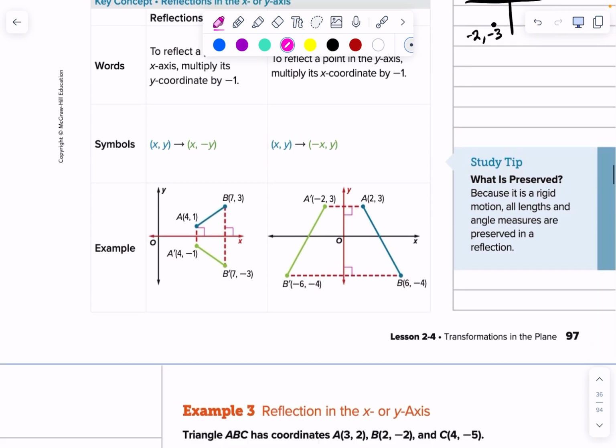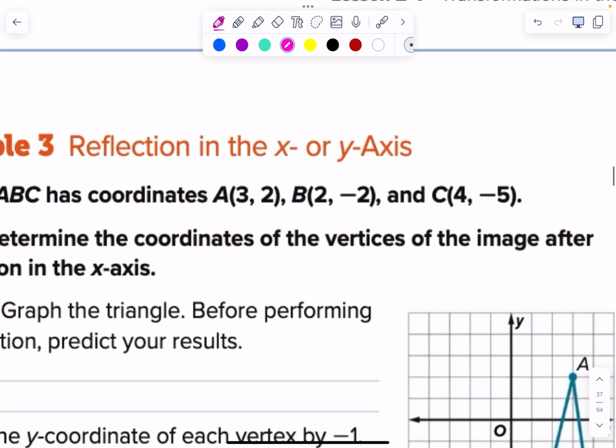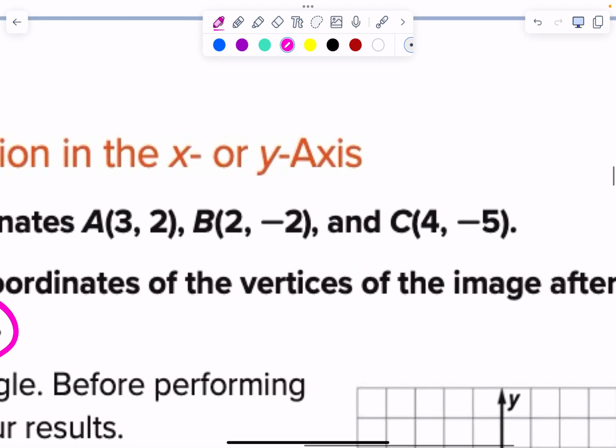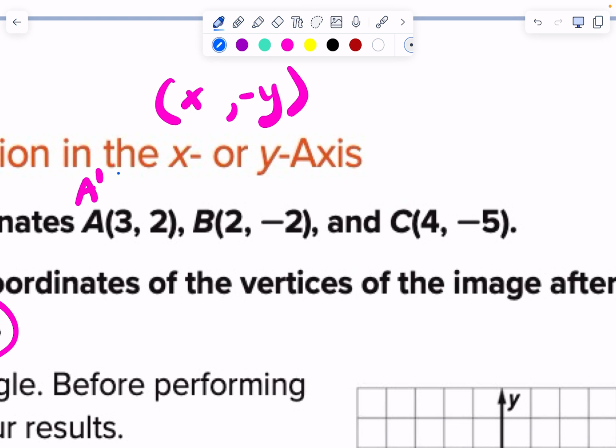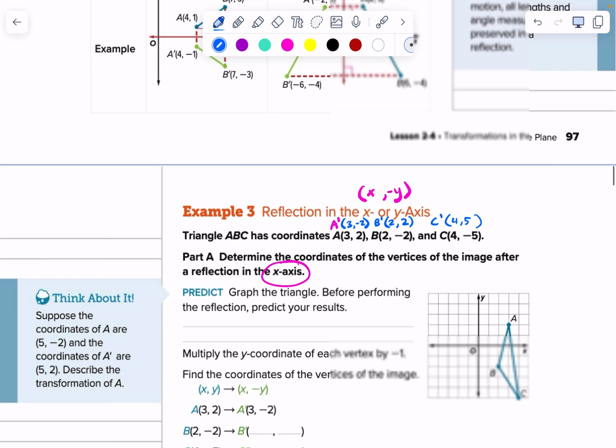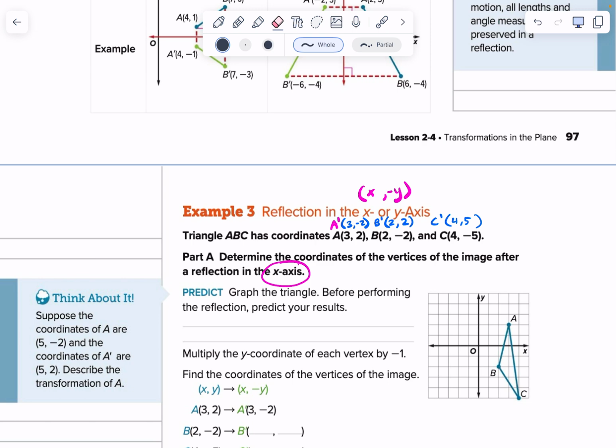All right, let's do some stuff. Reflecting in the x or y axis. In example 3, it says reflect this across the x axis. What's the rule for reflecting across the x axis? The y becomes negative. So, A prime, I'm just going to write these answers right here. A prime will be where? 3, -2. The y coordinate becomes negative. B prime will be at 2, 2. If he's already negative, you make him positive. Got it? C prime will be at 4, comma 5. And we're done. We have the rules. That's what happens to him. And then we can plot him, but we're not going to do that.